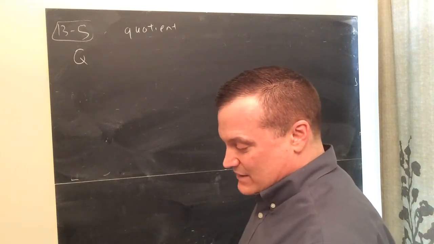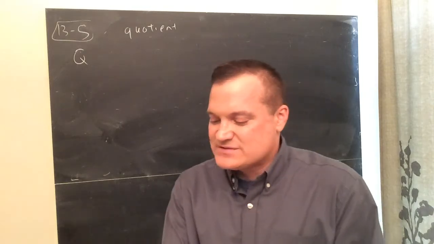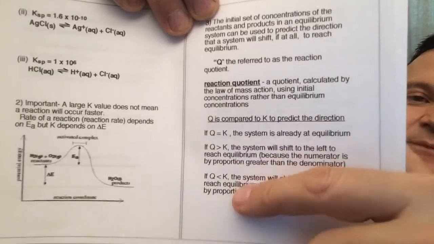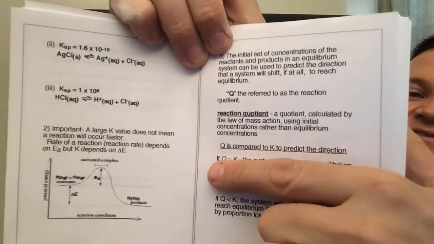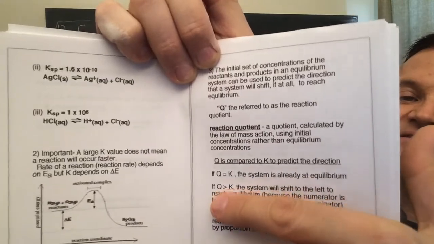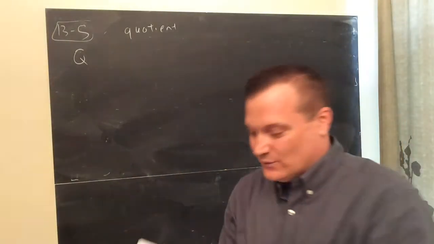So here's how it goes. There are always some little things here. You have to look at this after I go over the math. But I'll just tell you this. If Q and K are equal, you're at equilibrium. If Q is less than K or greater than K, you're not at equilibrium, and something must happen to get to equilibrium. So I'll show you what I mean by this.